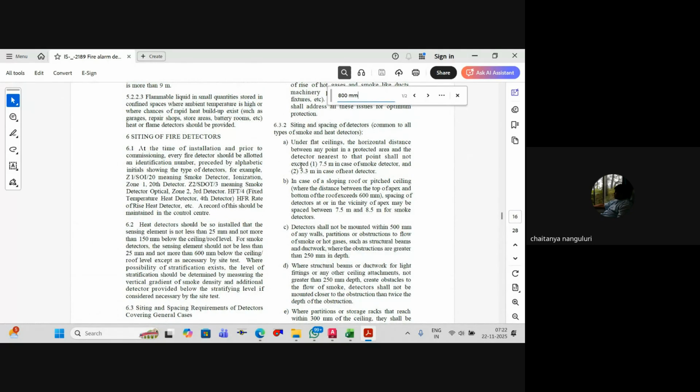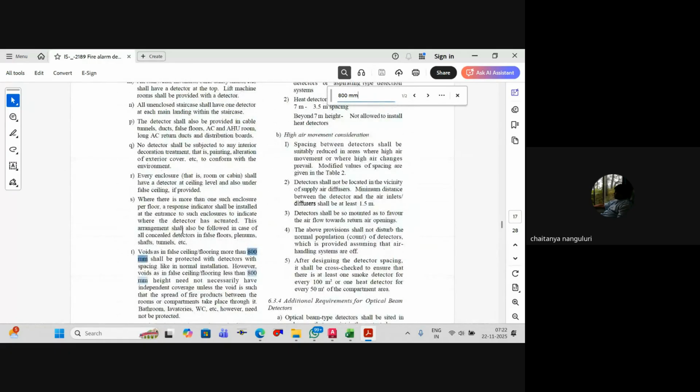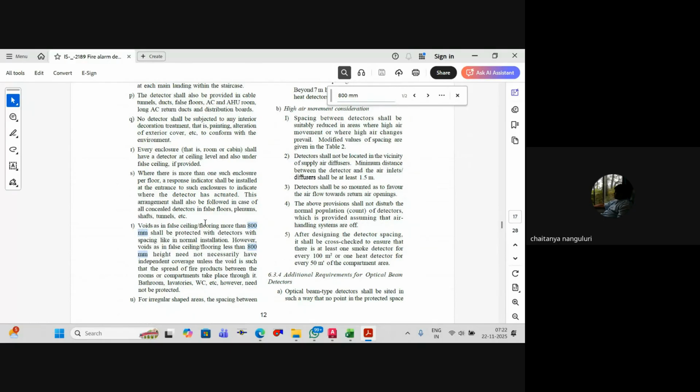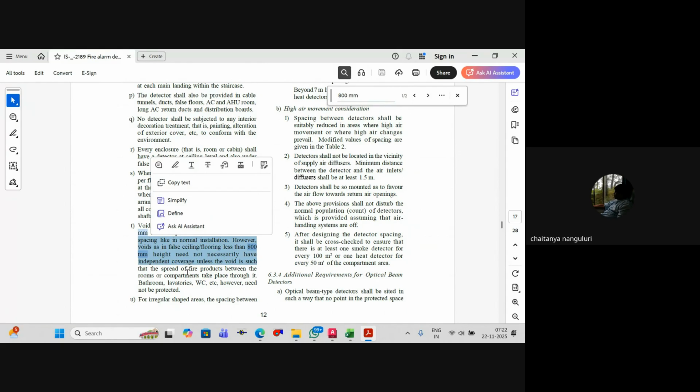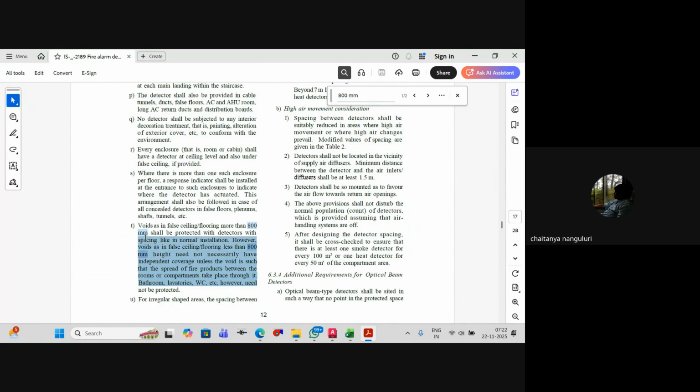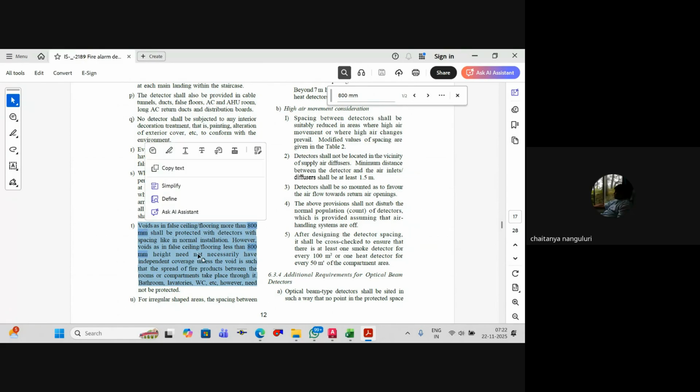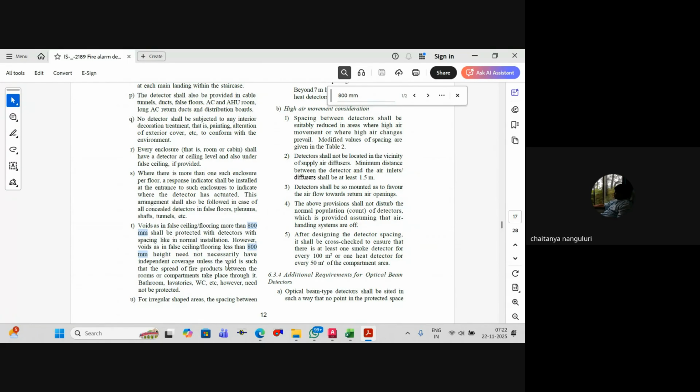Voids in false ceiling or flooring more than 800 shall be protected with detectors with a spacing like a normal installation. However, voids in false ceiling or floor less than 800 need not necessarily have independent coverage, unless the void is such that the spread of fire products between the rooms and compartments takes place through it. Understood? Am I clear?